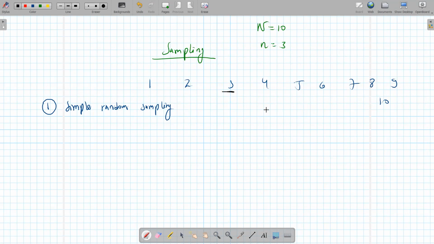So you just take 3 numbers blindly. You can do 3, 4, 6. You can have 1, 2, 3. It doesn't matter. You just take 3 numbers blindly in a random fashion. This one's the cheapest and the easiest, but cheapest and easiest doesn't always produce the best data. Next one, what you can do is something called stratified random sampling.